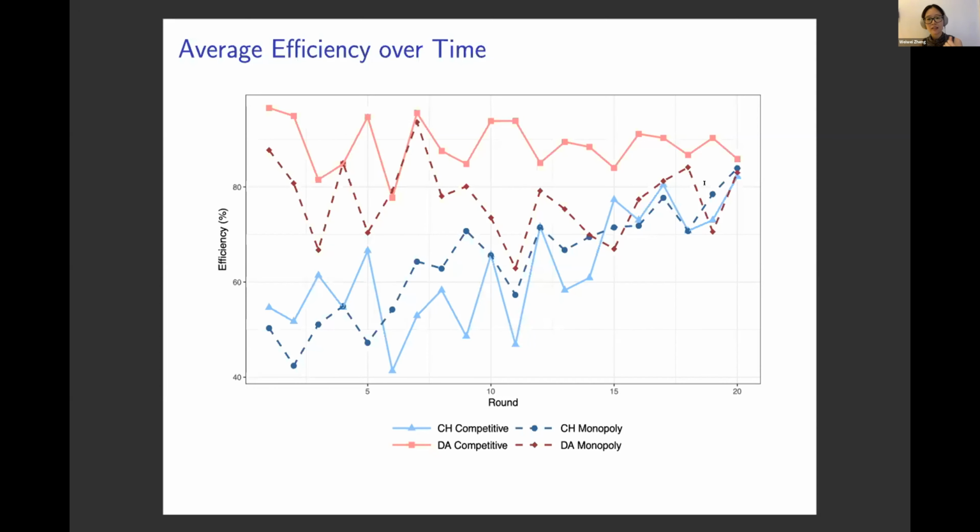The other result we can see from here is that when the market is monopolistic, which is the dashed line, double auction also allows more learning for the monopoly, and the monopoly is able to extract more monopolistic power. We will see this better in the next graph with the price. But with the clearinghouse mechanism, there is not much difference when the market is monopolistic.